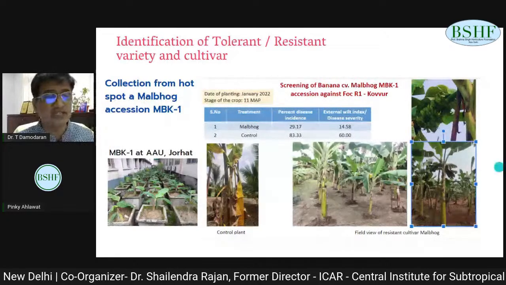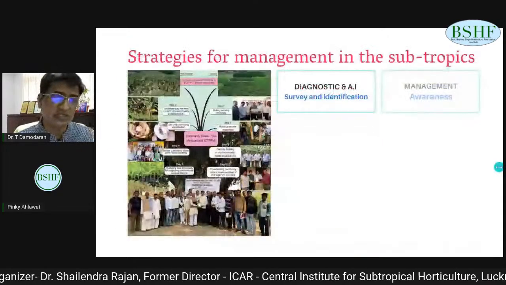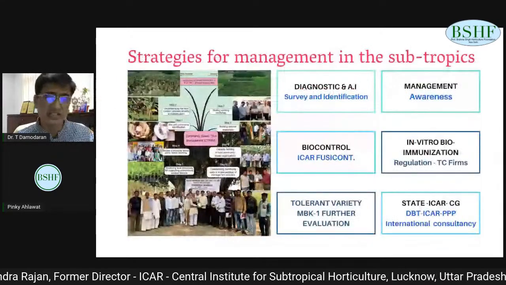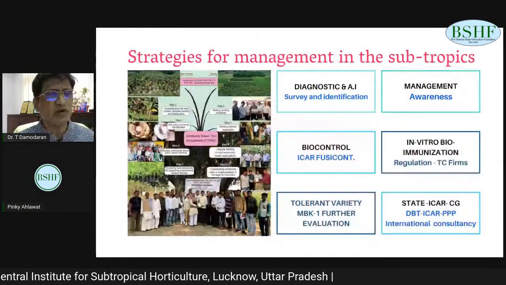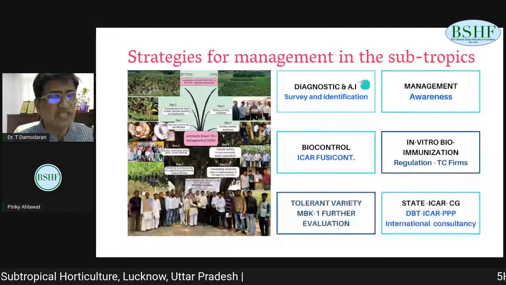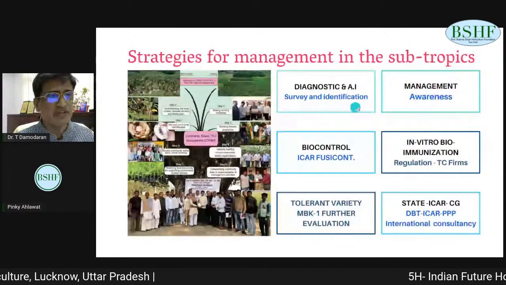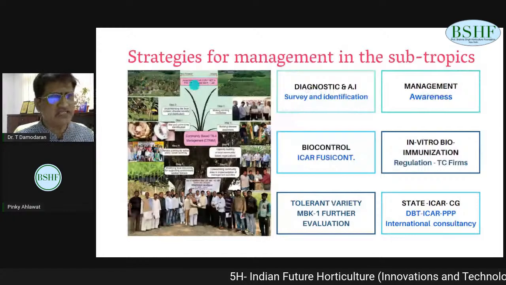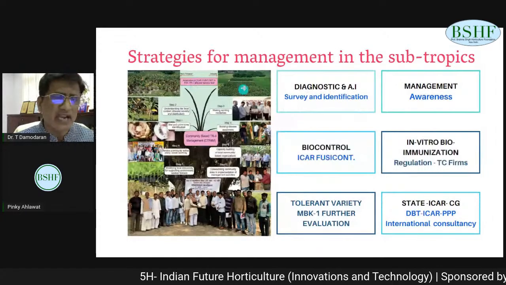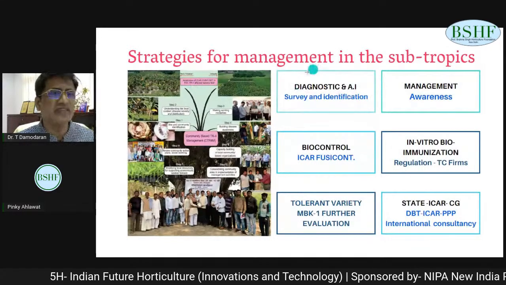That's why these areas are the green areas. Initially I told the gray areas, and then I highlighted the green areas. So what are the strategies for management? This is very important, because we should come up with artificial intelligence based diagnostics, as we have done for drone based mapping. Dr. Rajan is here with us. He is very, very intelligent in taking us forward, and we have devised the methodology for identification in our surveys.